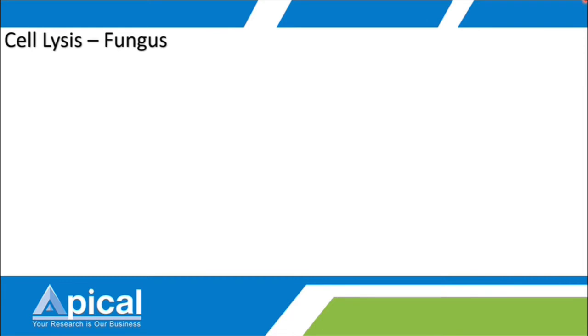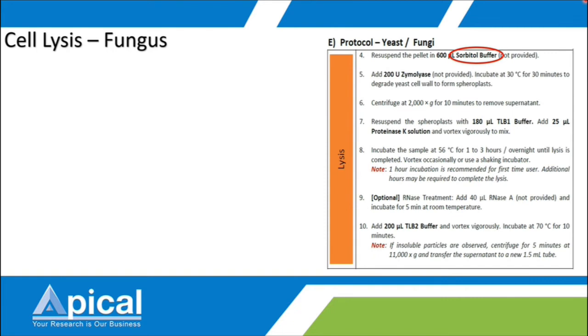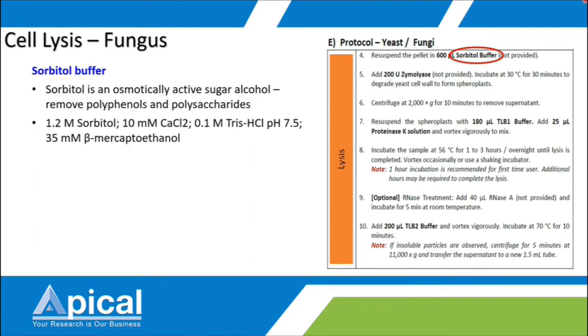Okay, so in lysis of fungus cell, the cell wall will need to be pre-washed with sorbitol buffer. Sorbitol is an osmotically active sugar alcohol, so it does not pass the cell membrane and likely acts by drawing the cytosol out of the cell. Therefore, it can remove polyphenol and polysaccharide from the cell wall and the cell membrane.